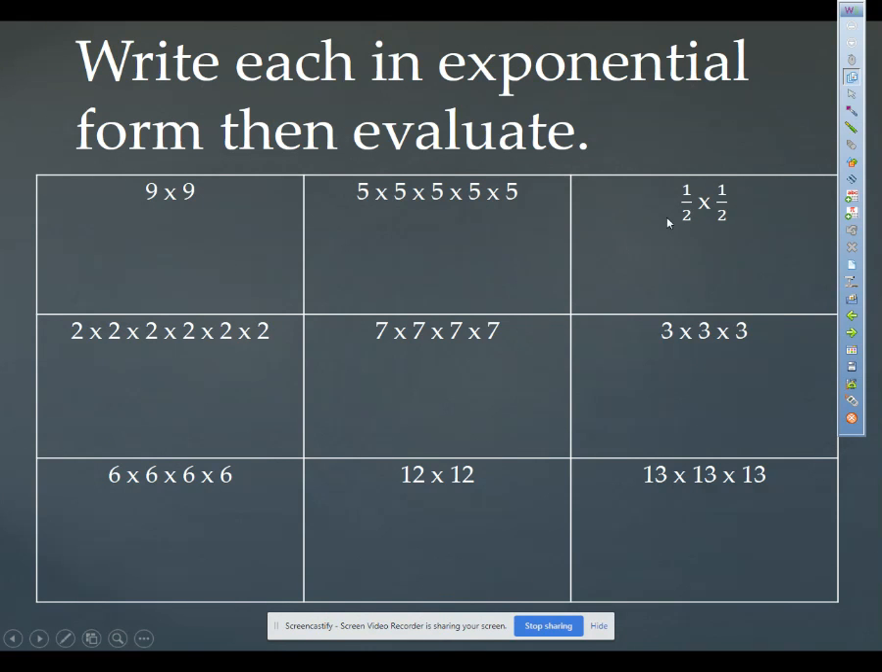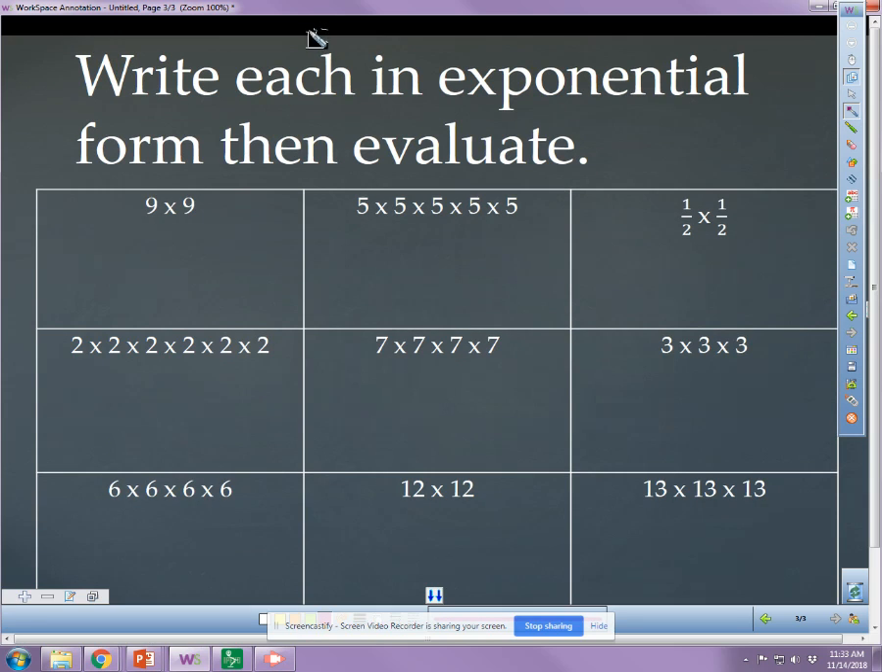All right, so now let's look at these. It says write in exponential form, then evaluate. So the first one would be 9 squared. And 9 squared is just 9 times 9, which would be 81. The next one would be 5 to the 5th power, which is 3,125.